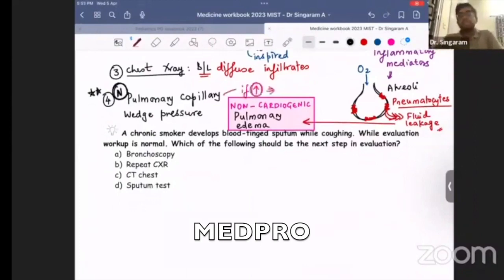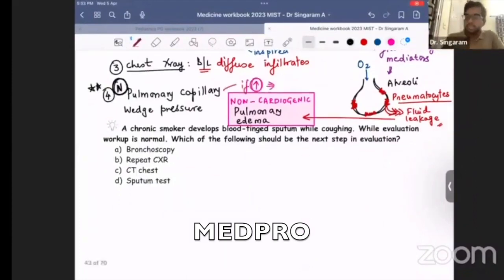If the pulmonary capillary pressure is increased, then we will say that this type of edema is not due to a pulmonary problem, it is due to a cardiac problem. If the pulmonary wedge pressure is increased, it is called a cardiac problem. Something like cardiac failure could have caused this edema. If it is not increased, it means it is the lung problem itself. Are you able to follow this? So please make a note of this.